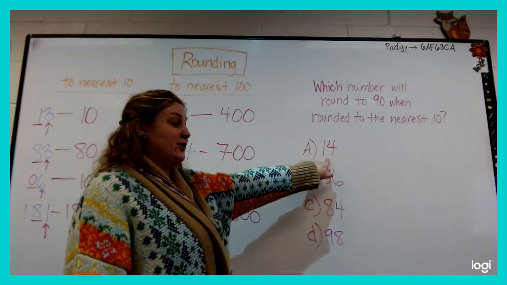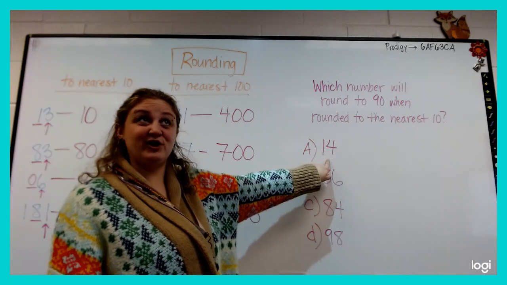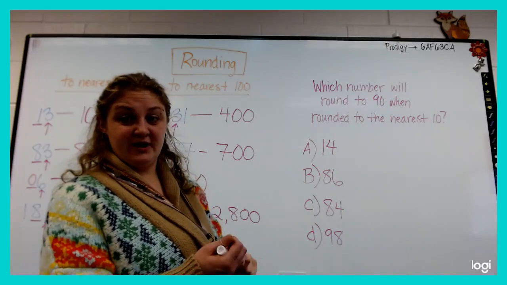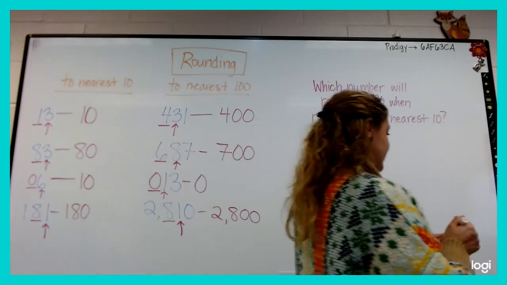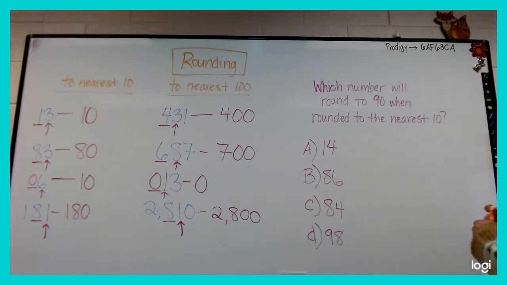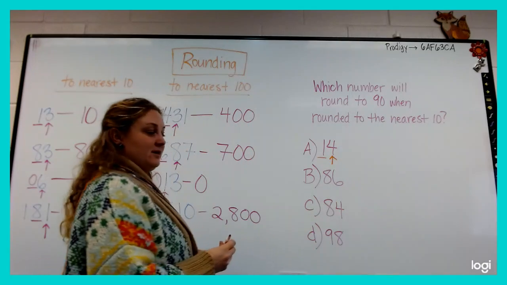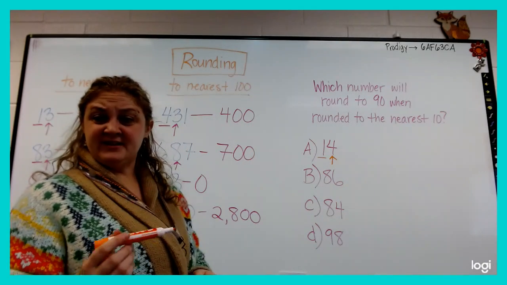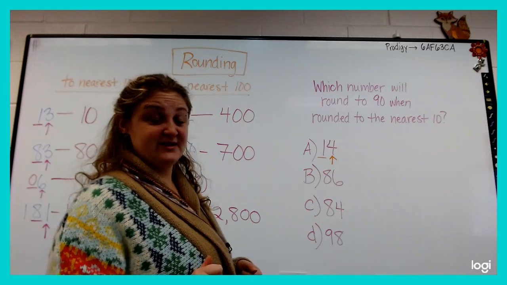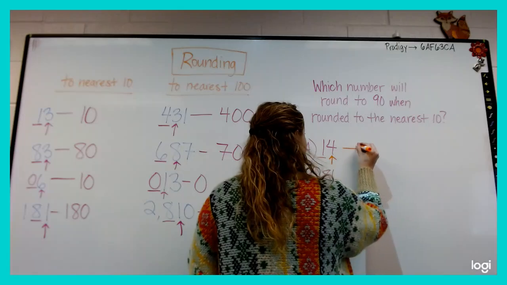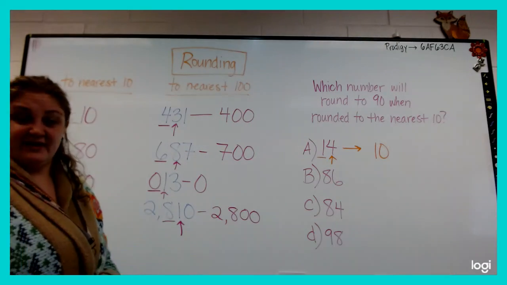So, 14. If you're like me, I'm thinking about a timeline. 14 is nowhere close to 90. I'm still going to do my work to make sure, okay? So we're rounding to the nearest 10. I'm going to get a different color for us here. Underline the tens place. Check the number next door. So is the 4 telling us the 1 will go up to a 2, or we leave it a 1? We have to leave it a 1. It's not a 5. So this number rounded to the nearest 10 is 10. All right, let's try the next one.